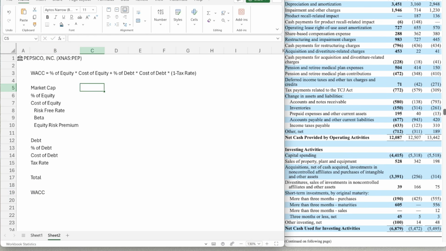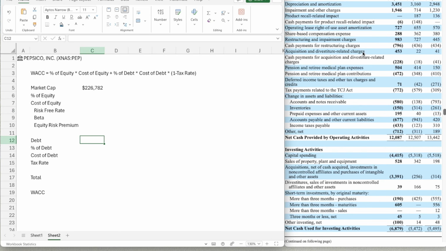Okay, so the market cap's easy. We just go equals A1.market divide by 1 million. So we're formatted correctly. So Pepsi's about a 226, nearly $227 billion company. We'll leave the cost of equity for a second. Percentage of equity and percentage of debt is what we're going to calculate first.